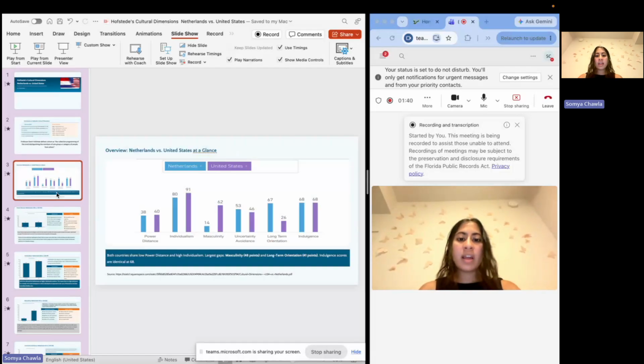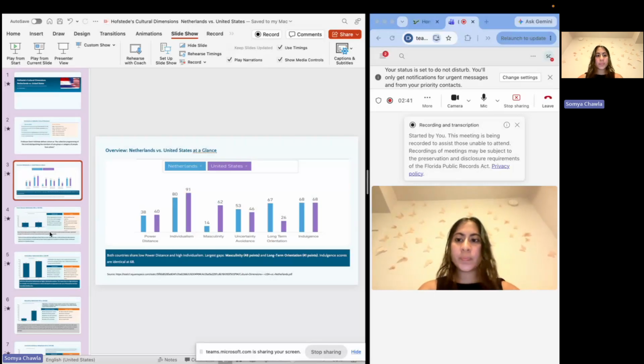Netherlands versus United States. This slide provides a comparison of Hofstede's scores for both countries. As you can see, the Netherlands and United States share several similarities. Both have relatively low power distance and very high individualism, which means they both value equality and personal independence. However, there are also some major differences. The Netherlands scores much lower on masculinity, which means that society places greater importance on cooperation and work-life balance rather than competition. The Netherlands also has much higher long-term orientation, showing a stronger focus on planning for the future and sustainable success. These differences influence how people communicate, make decisions, and work together in a professional environment.